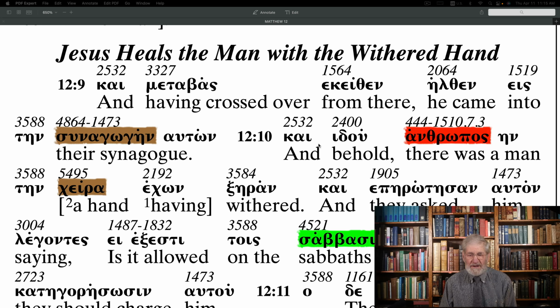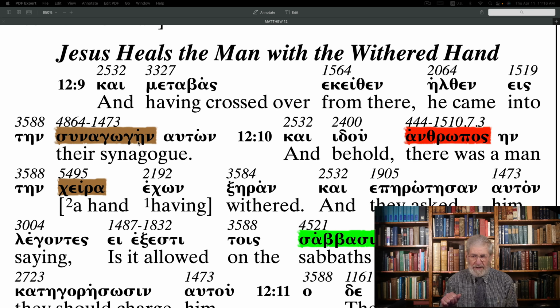In verse 10, Kai idou, and behold, anthrōpos tēn cheira echōn xēran. And there was a man having a hand withered. Now we can see here, having crossed, he came into their synagogue as the object. Synagogue is where he came. Jesus came into the synagogue, and synagogue is the object.